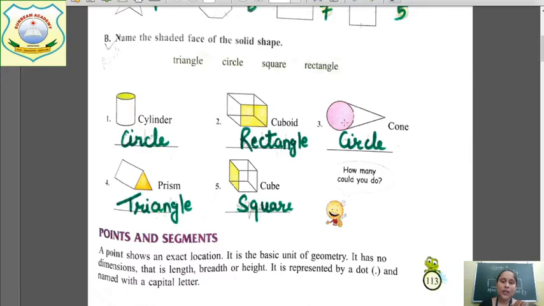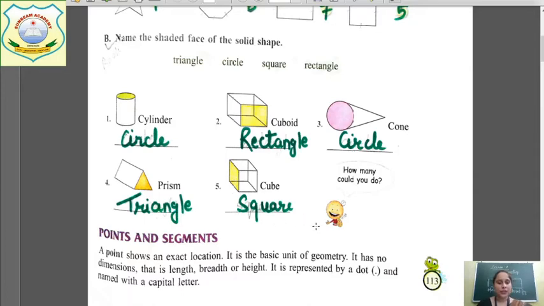Now in cone, you can see the shaded part. Now this shaded part is showing which shape? You can see which shape is this? It is a circle. Now come to the next figure, your figure number 4. In this figure, you can see this is a prism. Okay, prism. And the shaded part is showing you which shape? It is a triangle. So write down triangle, all of you. Now you can see figure 5. It is a cube and the shaded part is square.